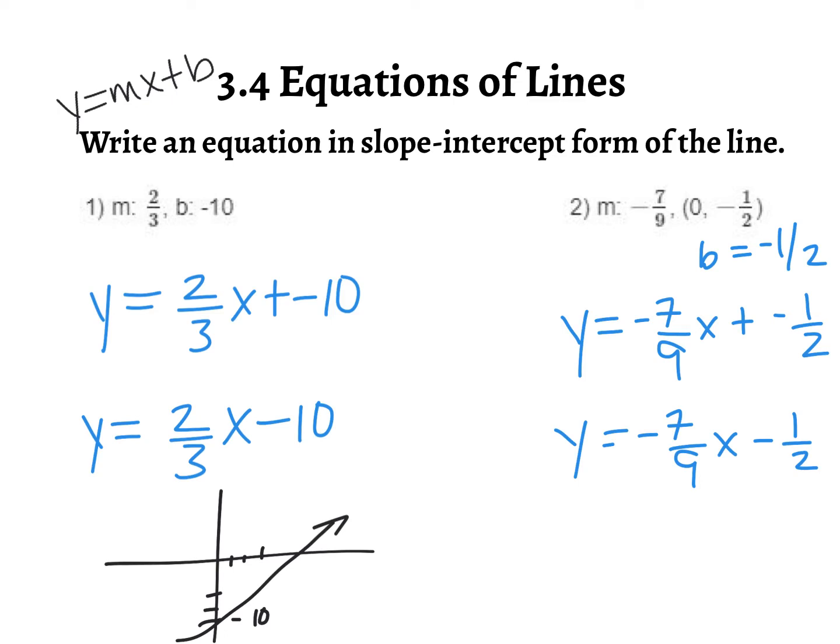This other one, you would start at negative half, so somewhere here, negative 1/2. And then the slope here is negative, so it's going to be pointing downward. And you would go down 7 over 9.